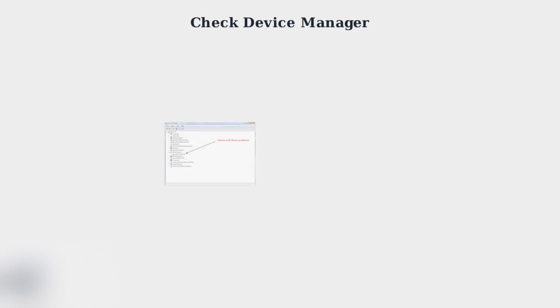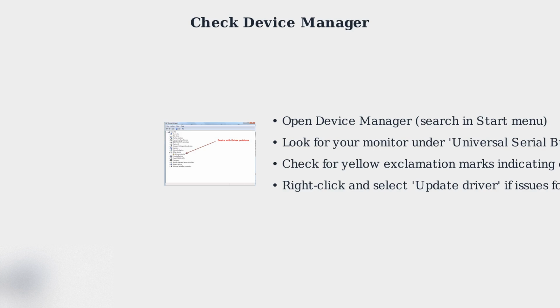Open Windows Device Manager to check for USB-related issues. Look under Universal Serial Bus Controllers for your ASUS monitor. Yellow exclamation marks indicate driver problems that need attention. Right-click any problematic devices and try updating the drivers.